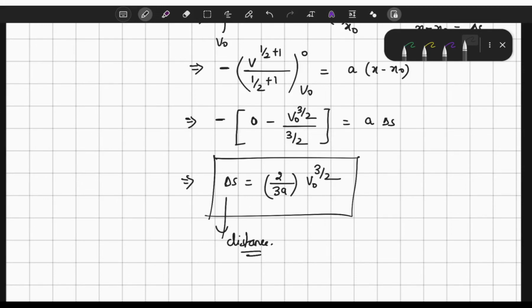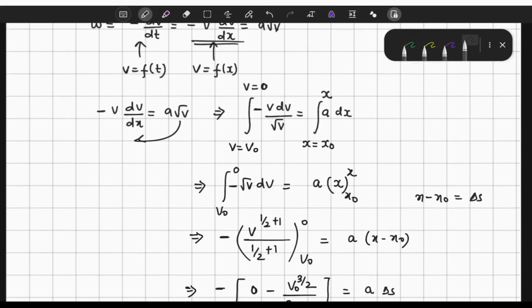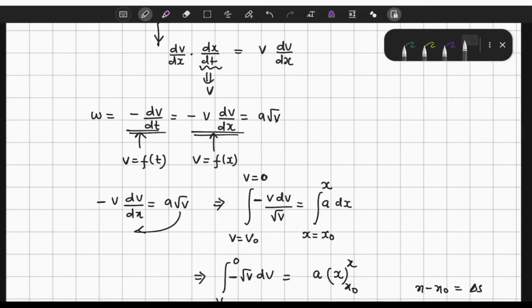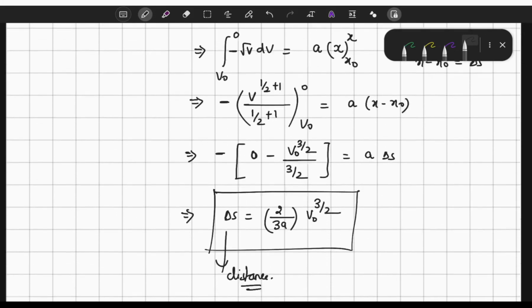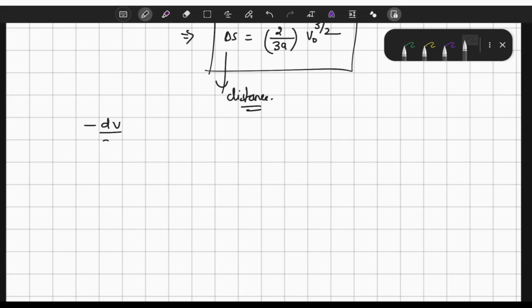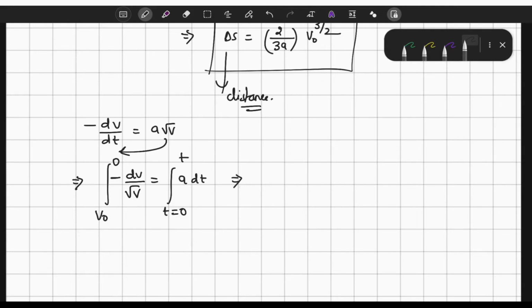Now, in order to find the total time taken to cover this particular distance, we can use the first expression, that is minus dv by dt = a root v. Again, we can take this root v to this side. We can write dv upon root v = a dt. Now integrate both the sides from v naught to 0 and t = 0 to, let us say, t. So if we integrate the left side, we will get minus v to the power minus half plus 1 divided by minus half plus 1 from v naught to 0 is equal to a into t.